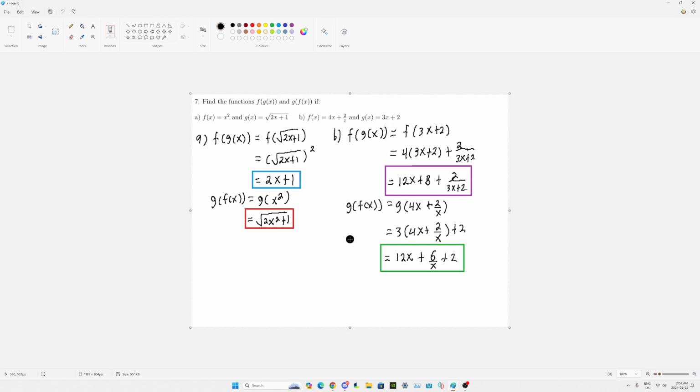But the last piece is just g of f of x once again. Just write it out. Substitute this into g. Since g is 3x plus 2, that just gives us 3 times 4x plus 2 over x plus 2. And we simplify, we get this. So yeah, I think that was pretty neat.